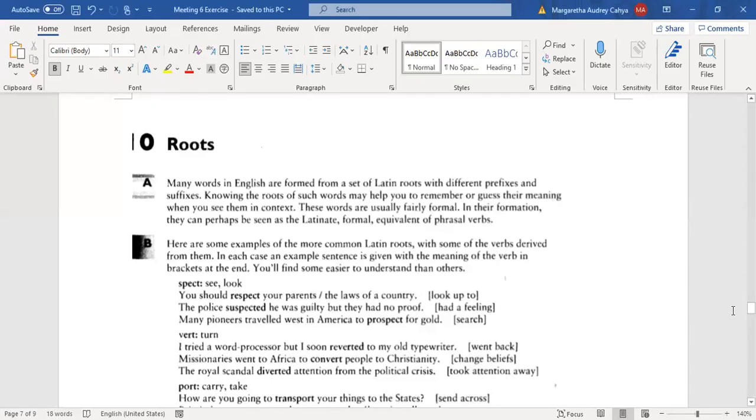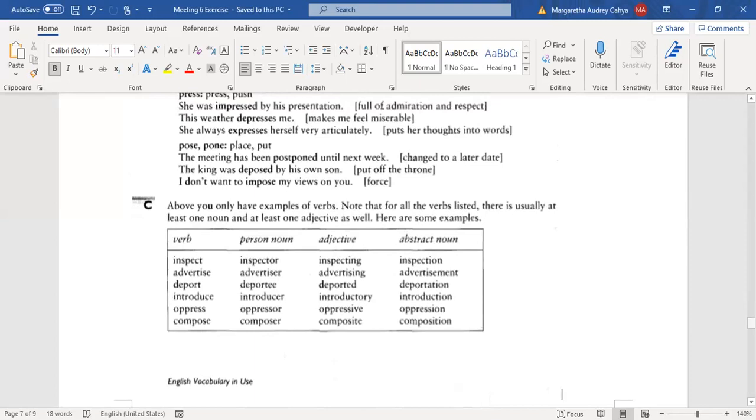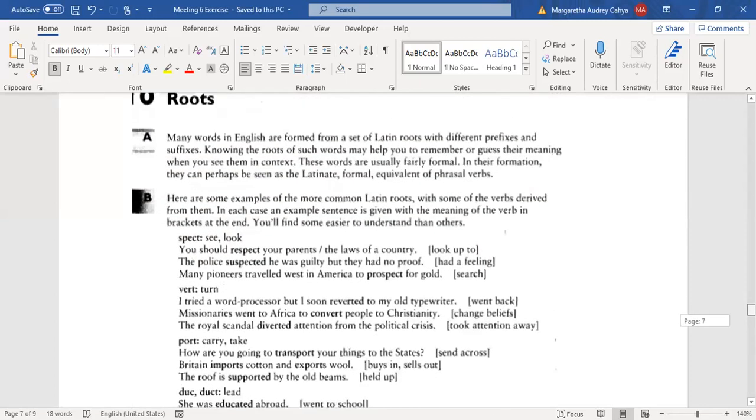Okay, so as you can see, so many words in English are formed from a set of Latin roots with different prefix and suffix. Knowing the root of such words may help you to remember or guess their meaning when you see them in context. These words are usually fairly normal in their formation. They can perhaps be seen as Latin formal equivalent of phrasal verbs.